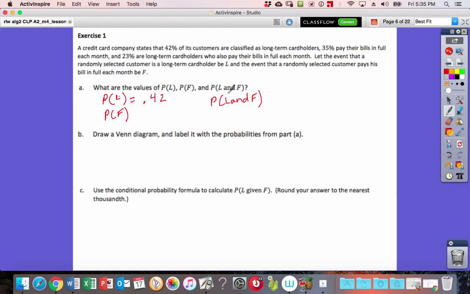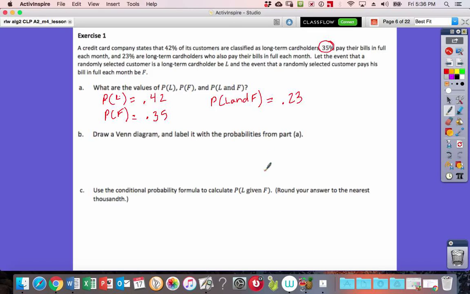Okay, and the probability of F is that they pay their bill in full every single time, which Mrs. Webb has harped on you guys, you always want to do. They tell you that that is 35%. So the probability is 0.35. Okay, the probability of L and F, they tell that to you, and it's 0.23.